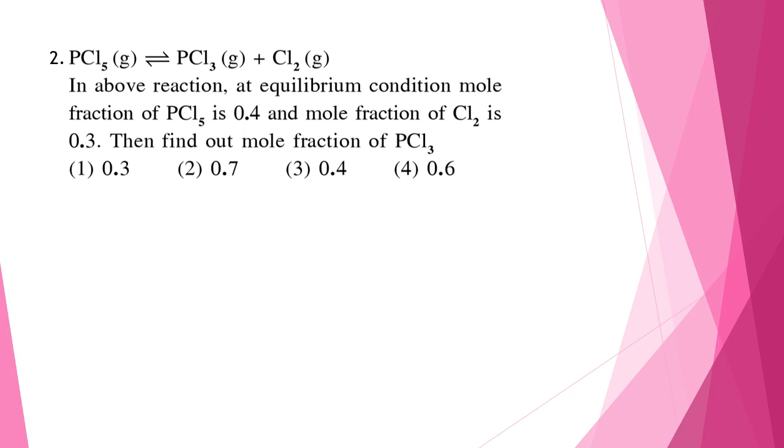Question 2. PCl5 gives PCl3 plus Cl2. In the above reaction at equilibrium condition, mole fraction of PCl5 is 0.4, mole fraction of Cl2 is 0.3. Then find out the mole fraction of PCl3. Now we know that if we add all the mole fractions, it should be equal to 1. So if we subtract 0.3 and 0.4 from 1, we'll get the mole fraction of PCl3, and that will be equal to 0.3. So the correct answer is option 1.